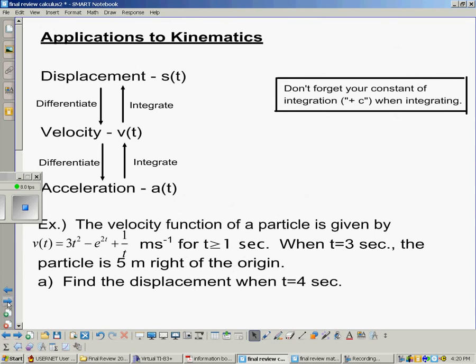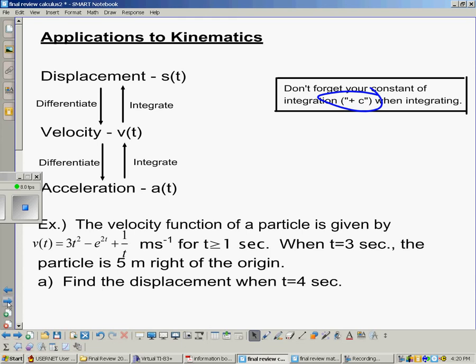Applications to kinematics. Okay, so if you've got displacement, which we're going to call s at t, but really it could be x at t, could be whatever you want in terms of the letters. If you differentiate displacement, you get velocity. Differentiate again, you get acceleration. Or we can move in the other direction. If you've got acceleration, integrate, that gives you velocity. If you integrate again, you're looking at displacement. But be aware when you integrate, you've always got this plus c, this constant of integration.